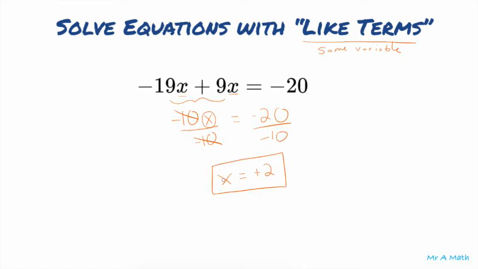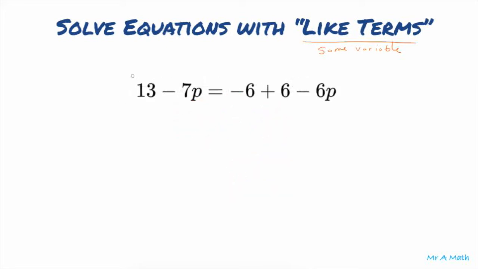All right, let's look at one where all the like terms are not right next to each other. And here we have a little bit more complicated of an equation, but it's really no different. So what I like to do is split it up by sides. First and foremost, I'm just going to think about the left side as a whole and then the right side. And on the left side, I notice 13 and negative 7p. These are not like terms.